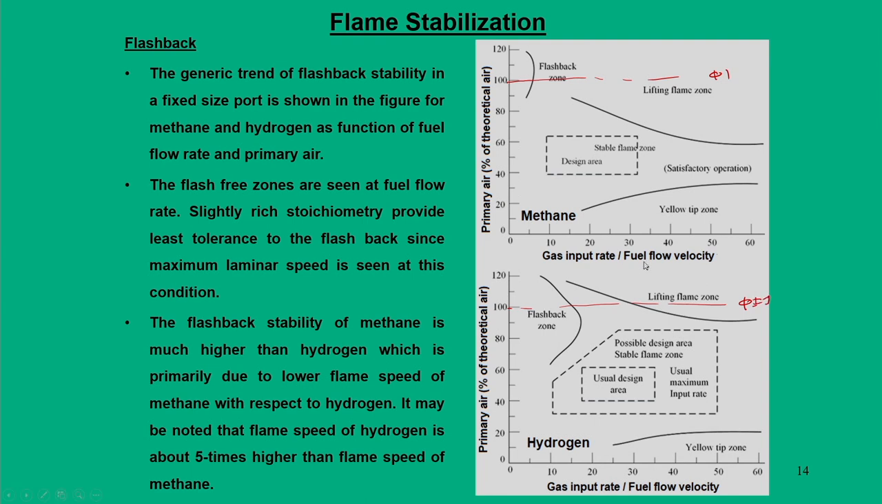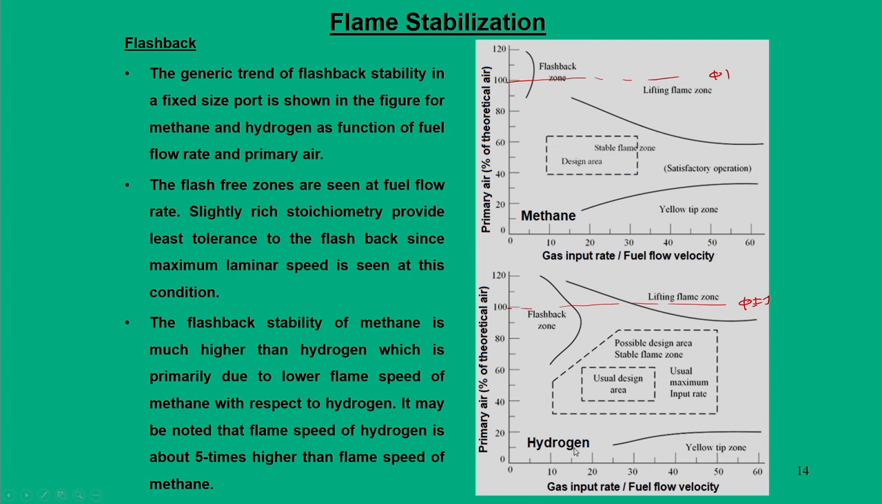Now, what we can see is how we should go about the critical points of our discussion. First thing, we need to think about the flashback. If you look at the methane case, its limiting percentage of theoretical air is something around maybe 90 to 120, and if your burner is operated below that, then there is a chance of flashback. In other words, your gas input rate or flow velocity should be such that it crosses the flashback zone. And this particular domain seems to be a very safe zone, that means in the range of 100 to 30 units of input velocity or gas input rate, percentage of theoretical air within 40 to 60 could be a stable flame zone for methane.